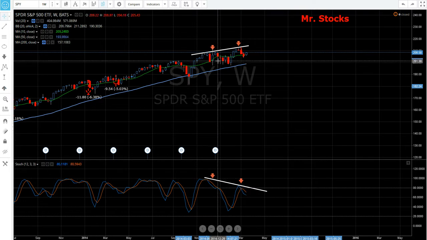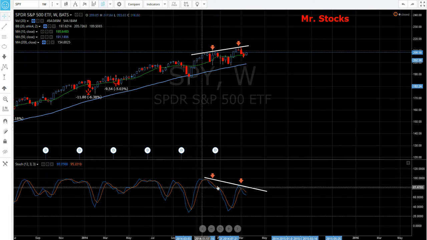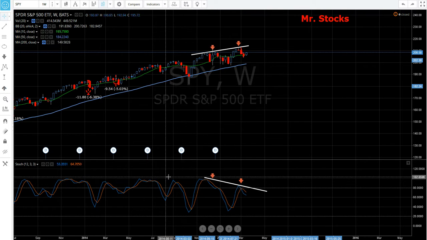So what we have here is the weekly chart of the SPY, and below it I have charted the stochastics. The stochastics is a general oscillator that shows when a stock is oversold or overbought, and it just kind of gives you an idea of how far prices have gone down or up. And some people use it as a buying signal. They'll buy when it's oversold and sell when it's overbought. For me, I just use it as a general confirmation.